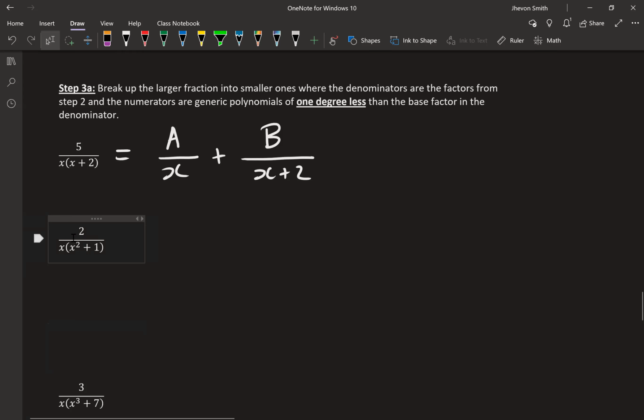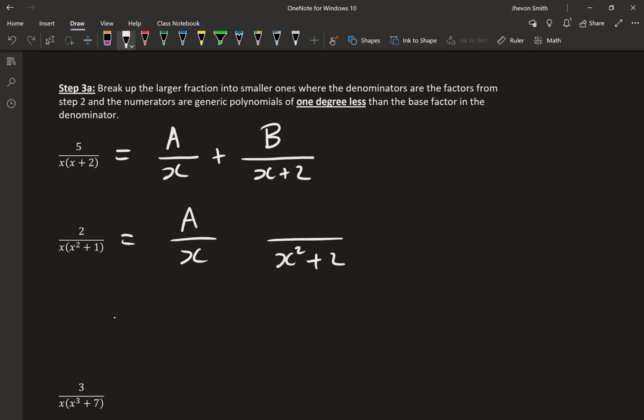Here's another example. Let's say I had a fraction, I factored the denominator, and now it looks like that, which means this is going to break up into 2 smaller fractions where these are the denominators. It cannot be factored any further. On the first one, the denominator is degree 1. The numerator must be degree 0. So that's just A.